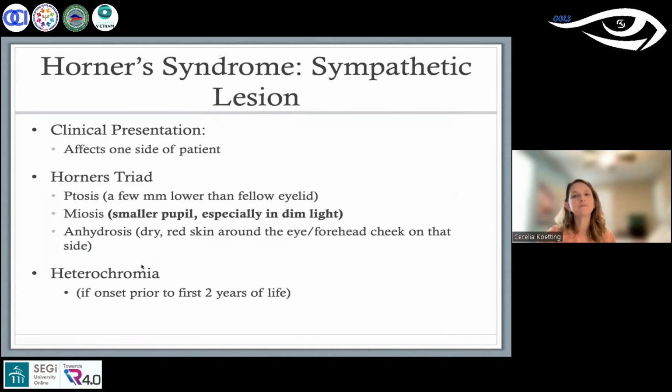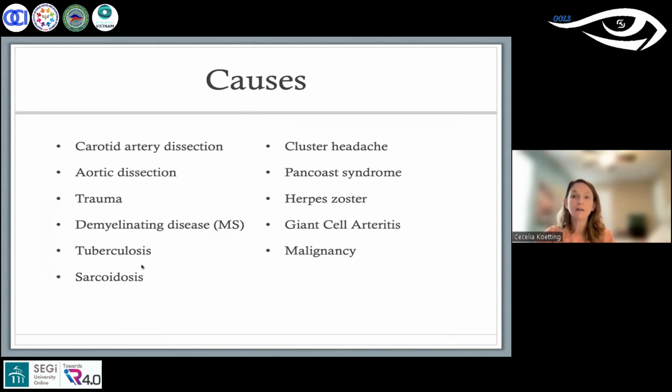No, it's not. Sorry. So what could be the causes of this? Well, this is a long nerve. So unfortunately, there's lots of areas where it could be affected, right? So it could be carotid artery dissection, aortic dissection, trauma, demyelinating disease like our MS, tuberculosis, sarcoidosis, cluster headaches, Pancoast syndrome, which is Pancoast tumor, herpes zoster, because viruses affect a lot of the nerves and we can get a lot of issues from them. I would argue to throw also herpes simplex in here and potentially COVID, because that's another virus that has had a lot of neurological effects, and then giant cell and malignancy.